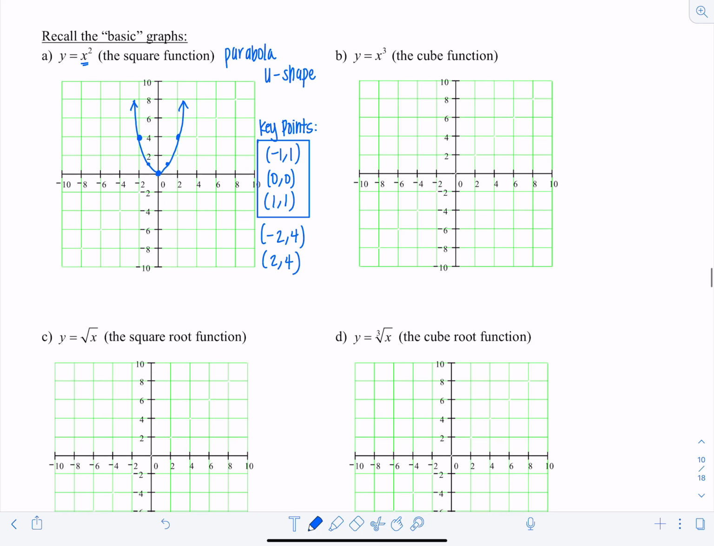All right, let's also list out the domain and range. So the domain is going to be all real numbers. And then based on the graph, can you see what the range is? Smallest y value is 0 and up until positive infinity.